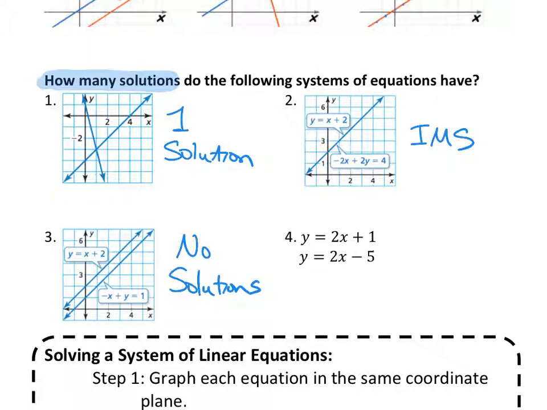Now, if we look at this last one, they didn't give me a picture, but what do you notice about these two equations? They're not exactly the same. But they both have a 2 right here, which means that's their slope. It's the same slope. So if they have the same slope but a different y-intercept, they're not the same line. They're parallel to each other. So how many solutions? No solutions.